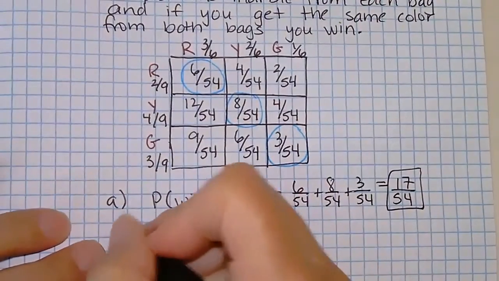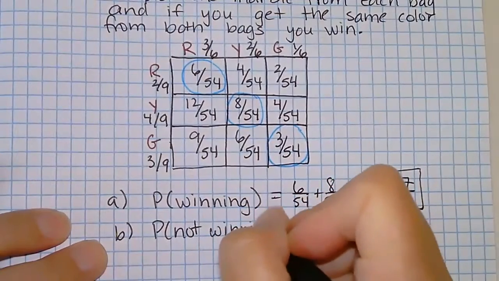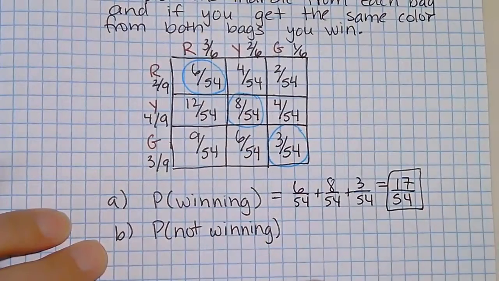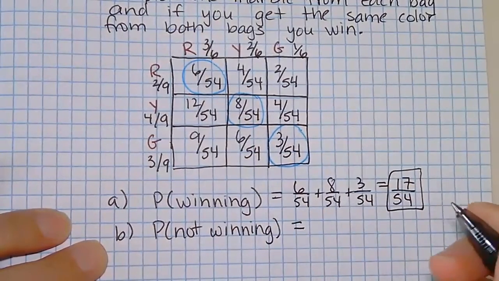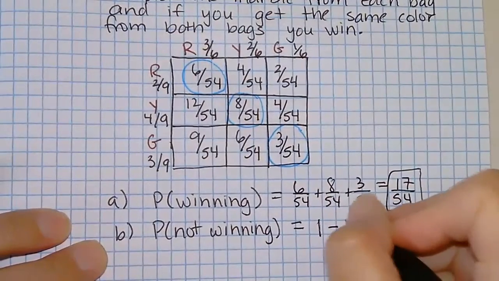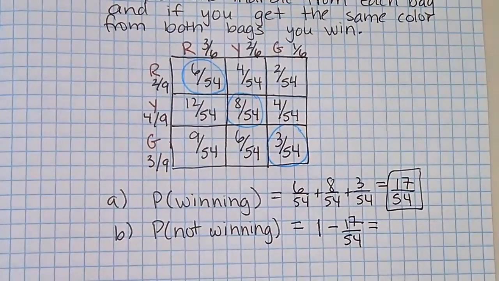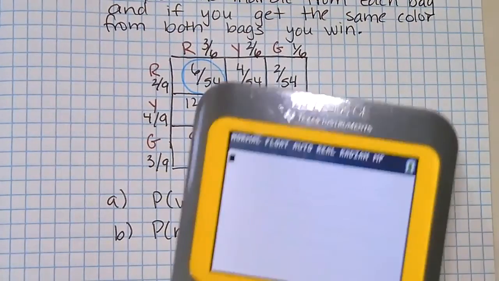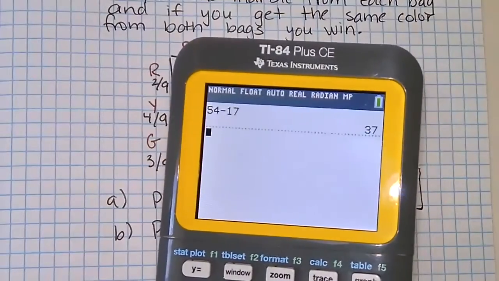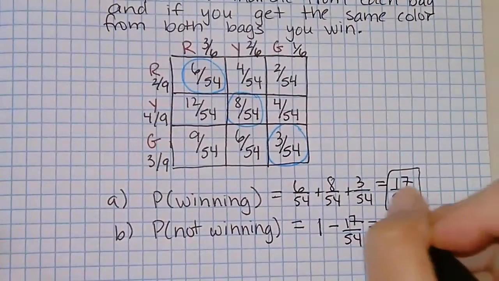Now, if they ask me what's the probability of not winning, I don't have to go through and add up all the ones that were not winning. I know that my winning plus my not winning needs to add up to 100%. So what I'm going to do is use what we call the complement. I'm going to take 1 minus 17 over 54, or basically 54 54ths minus 17 54ths. So 54 minus 17 is 37. So it's going to end up being 37 54ths chance of not winning.